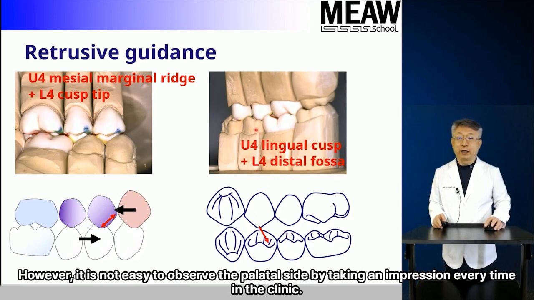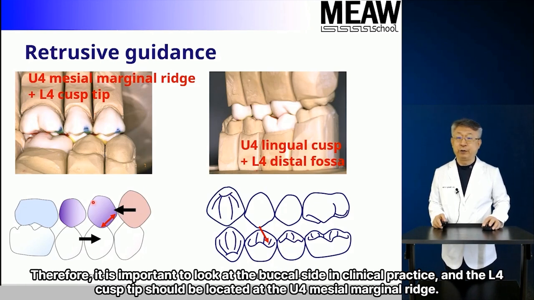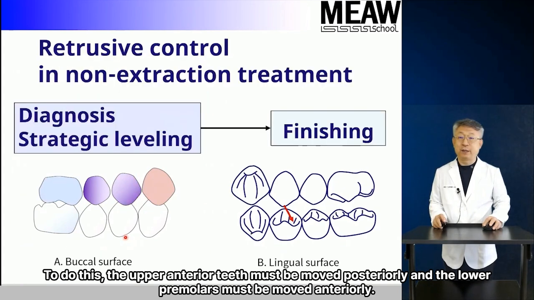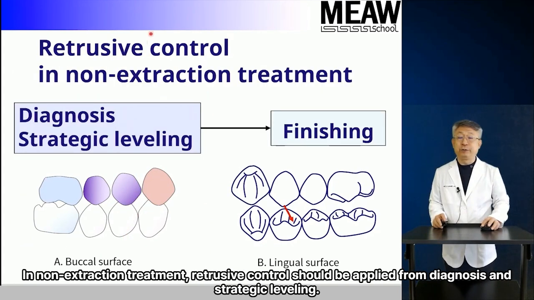However, it is not easy to observe the palatal side by taking an impression every time in the clinic. Therefore, it is important to look at the buccal side in clinical practice, and the L4 cusp tip should be located at the U4 mesial marginal ridge. To do this, the upper anterior teeth must be moved posteriorly, and the lower premolars must be moved anteriorly. In non-extraction treatment, retrusive control should be applied from diagnosis and strategic leveling.